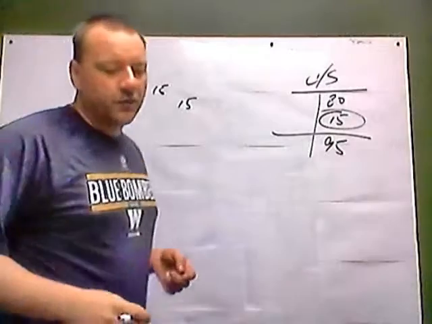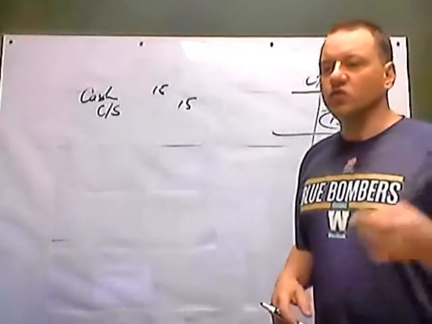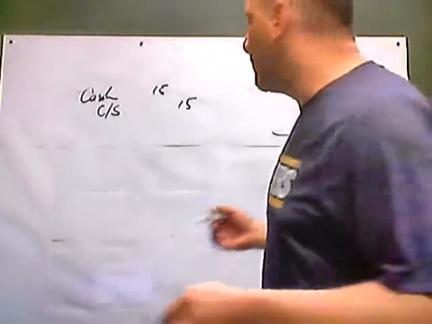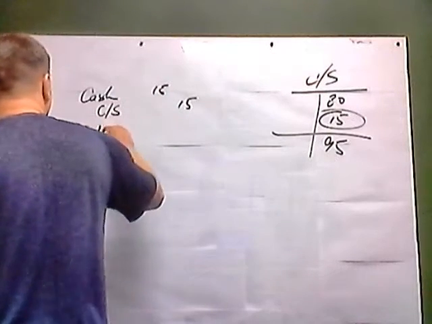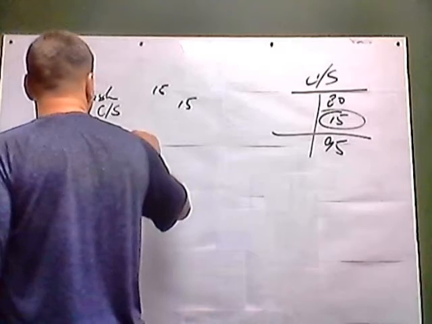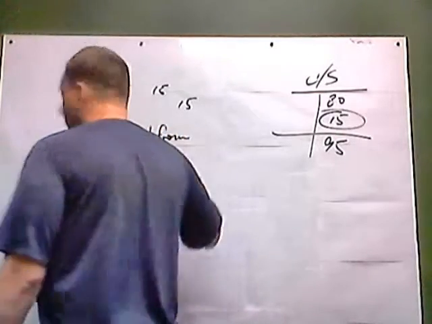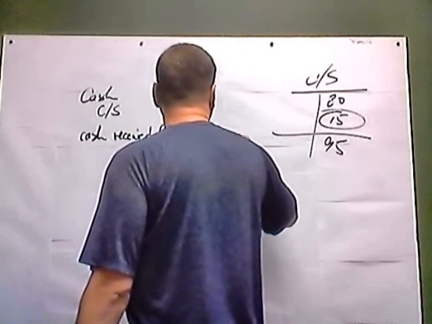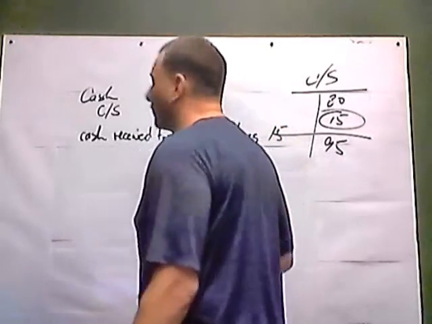Now, you'll be given that information as well in the question, but that is usually the reason why it increases. So you would have a cash inflow, cash received from issuing shares. And that'd be 15, so cash coming in.